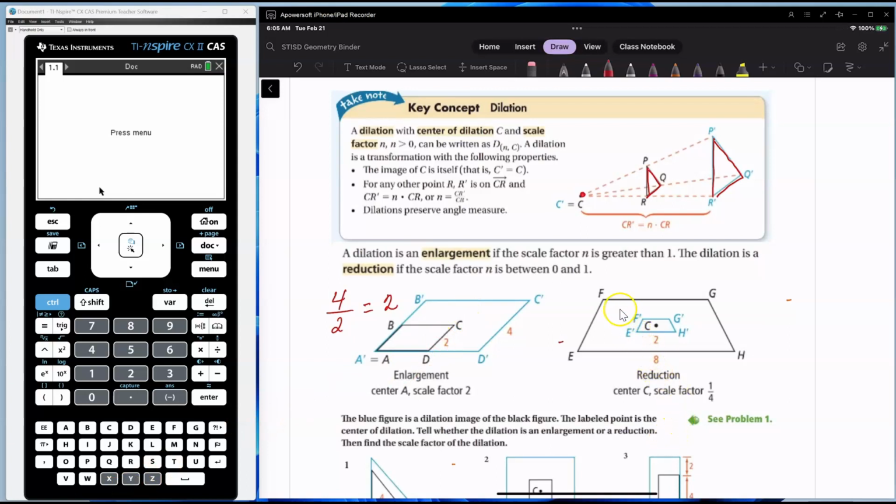In contrast, we have this image EFGH. It starts off with 8 and it ends up with 2. So we want to start off with what was our image amount. In this case, the image measurement is 2, and our pre-image was 8. So that's going to be 1/4. That's going to be our scale factor.